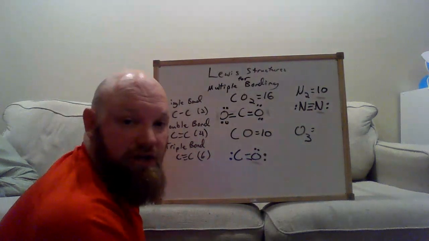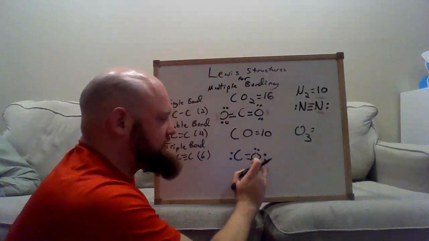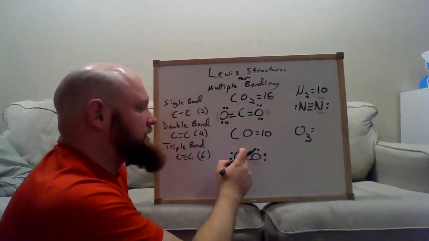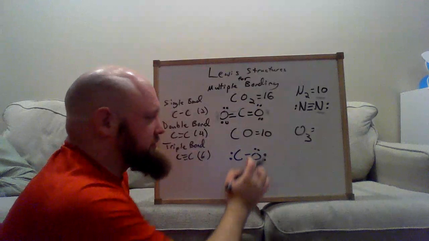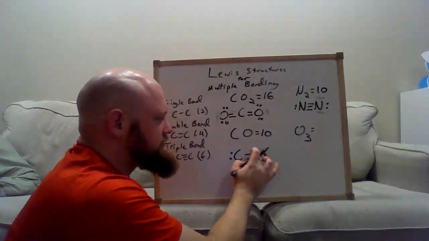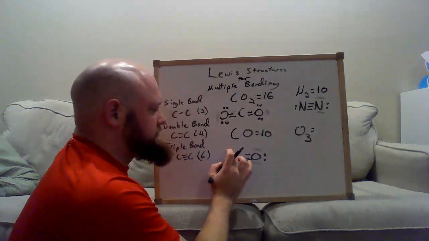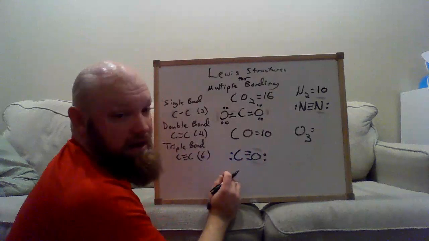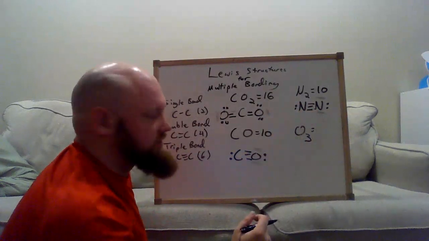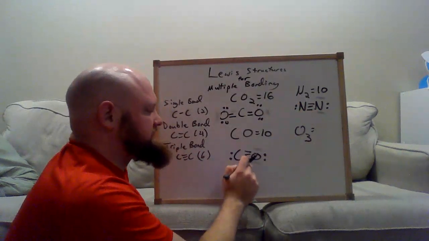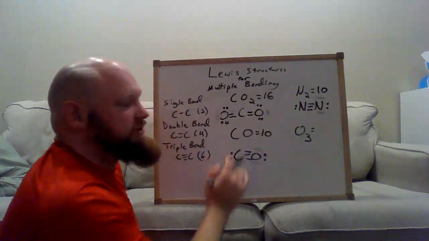Make a double bond, check again. O has 2, 4, 6, 8. It's happy, but carbon only has 2, 4, 6. So I'm going to take another 2. So I'm going to have a triple bond, again, just like nitrogen. And I'm going to have 2, 4, 6, 8, 2, 4, 6, 8, and there's 10 total.